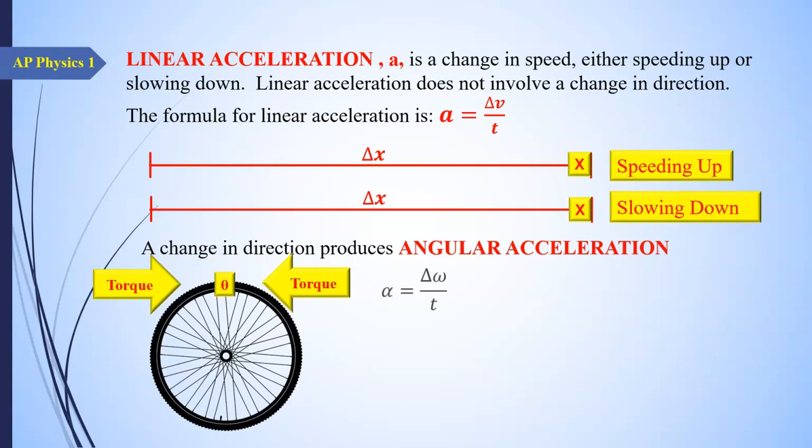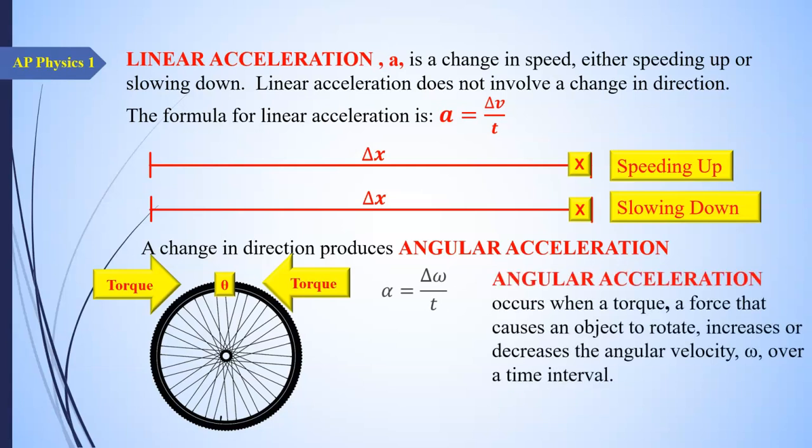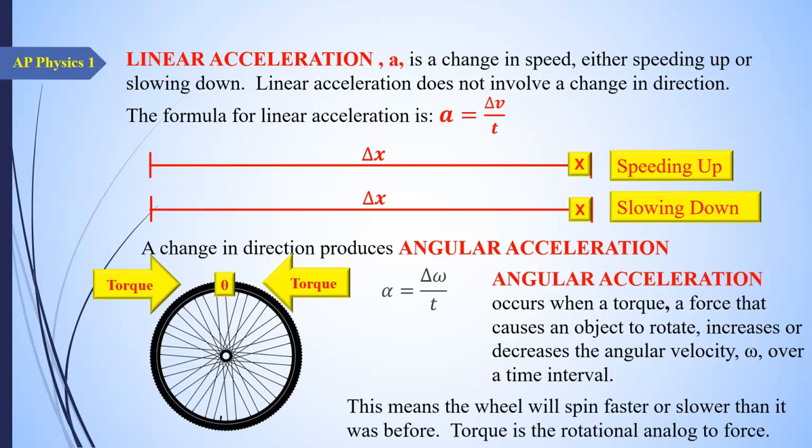So angular acceleration equals change in velocity over time. Angular acceleration occurs when a torque, that is a force that causes an object to rotate, increases or decreases the angular velocity omega over a time interval. This means the wheel will spin faster or slower than it was before. Torque is the rotational analog of force.